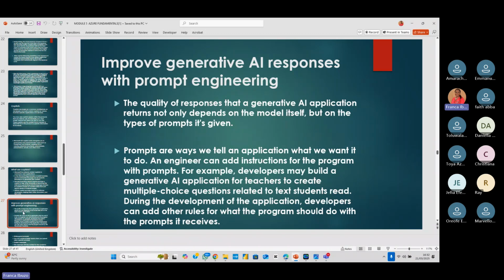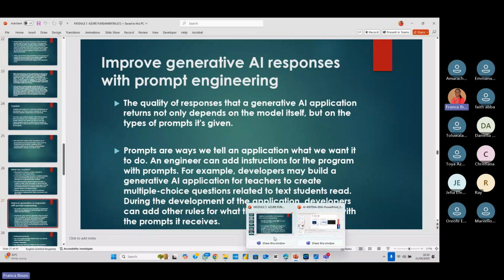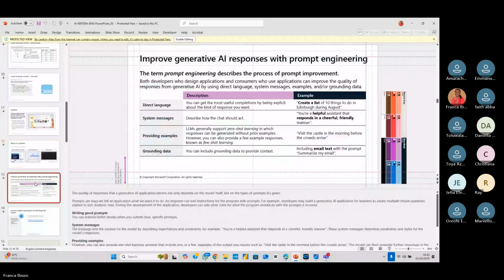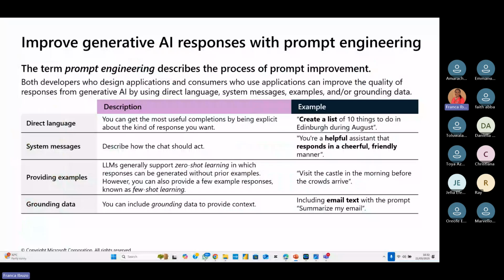Improve generative AI responses with prompt engineering. The term prompt engineering describes the process of prompt improvement. We all know what a prompt is: what you type on your ChatGPT or Copilot. The queries you type there are your prompts.